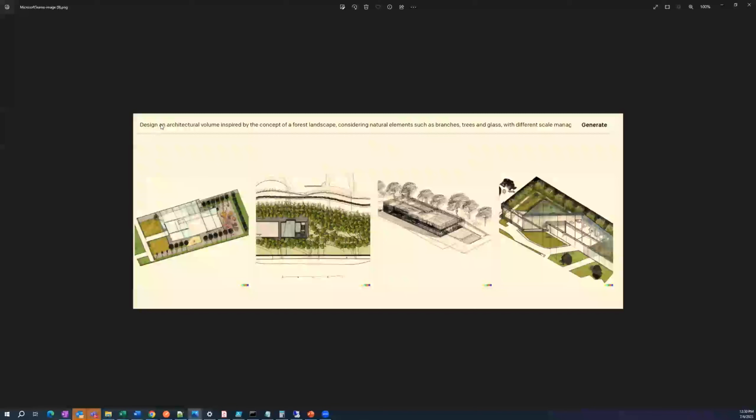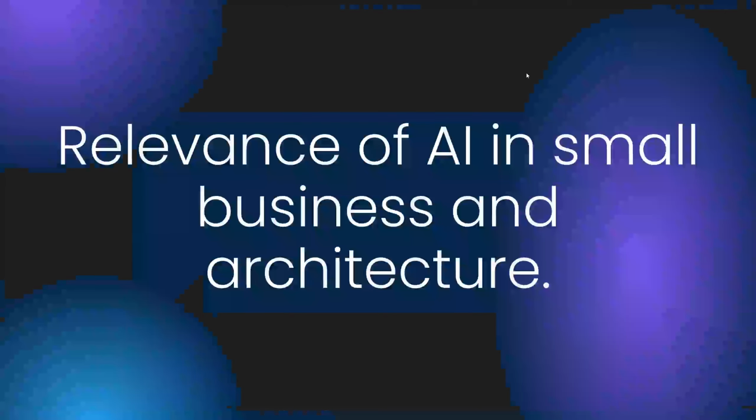So she went in and basically said, hey, ask DALL-E to create something, and where you would start if you had some sort of project in mind. So she went in and she said, look, design an architectural volume inspired by the concept of forest landscape, considering natural elements such as branches, trees, glass, and different scale. So basically, this is some of the concepts that it came up with. Let me see. There's another one here.